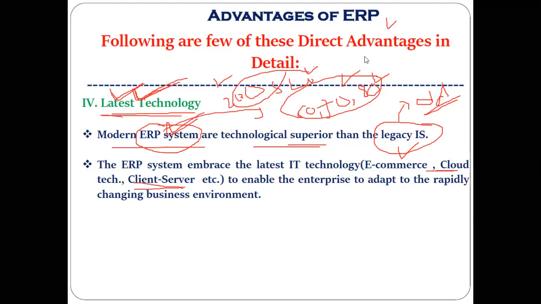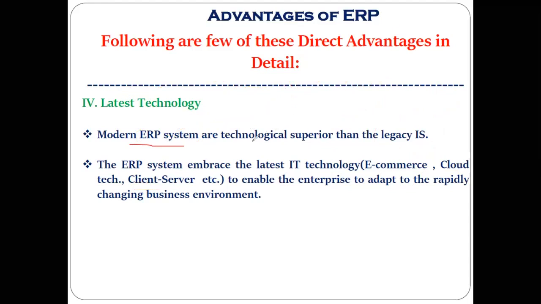Understood? So the same point I have written here. Modern ERP systems are technologically superior to the legacy information system or the old information system, because today's ERP systems embrace the latest IT technology. Embrace the latest IT technology in the sense what? Today's ERP system can easily work with today's available IT technology like cloud technology and client server technology. ह्या टेक्नॉलॉजी बरोबर वर्क करण्यासाठी आपण आजचे ERP सिस्टीम अवेलेबल आहेत, आपण त्याच्यामध्ये इझिली चेंजेस करू शकतो आणि आपण ह्या टेक्नॉलॉजी बरोबर इझिली काम करू शकतो.